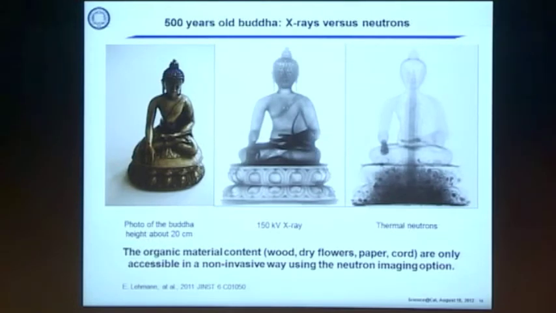And as you can see on the right-hand side, the same object put in a neutron beam. Since metals don't interact that much with neutrons, things like wood, dry flowers, and paper are revealed by neutron imaging. So again, these two techniques are completely complementary. And of course, if you can do studies with X-rays, it's much easier to do, so you would do it with X-rays. But in some cases, neutrons allow you to see things which you cannot see with X-rays or other methods. And that's what allows scientists to see what's inside this Buddha.